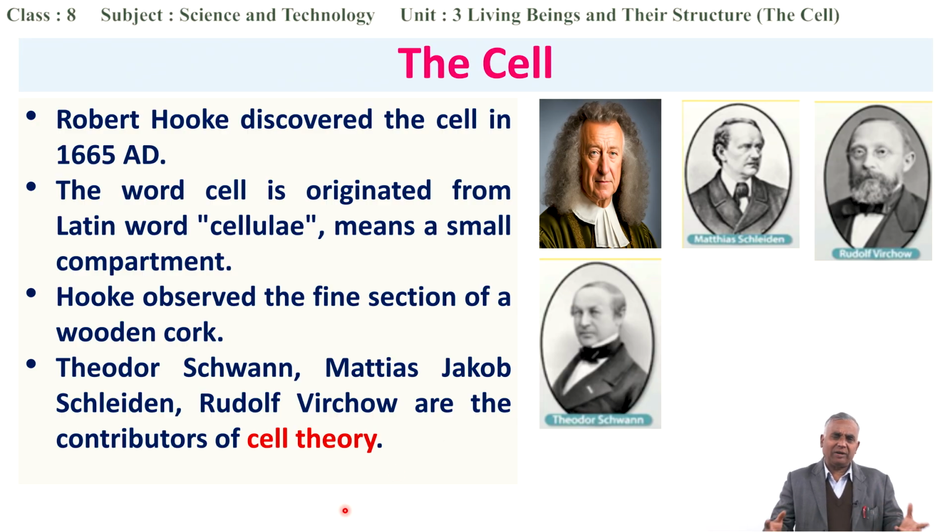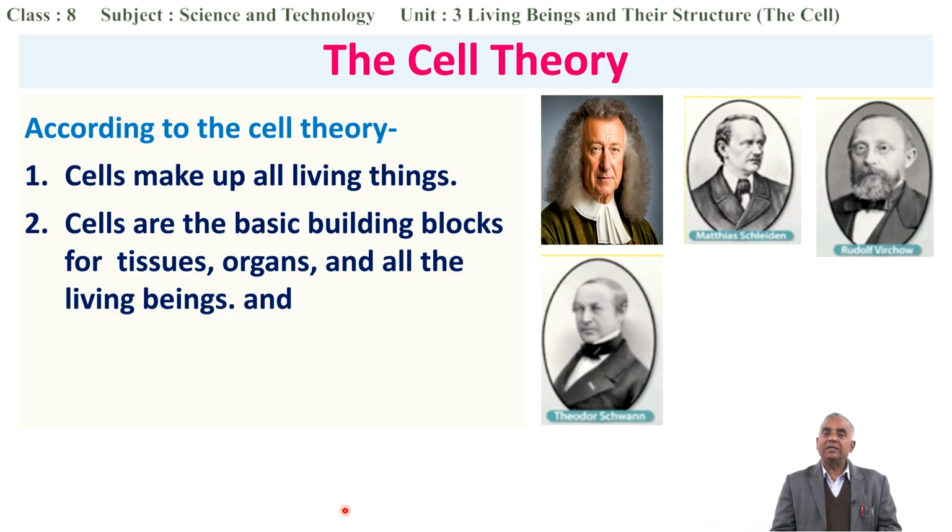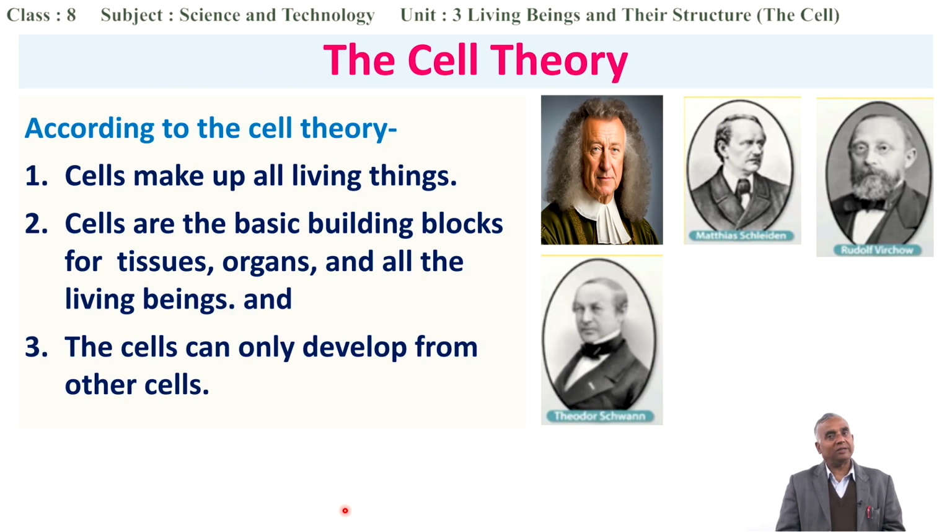Cell theory is not very typical or difficult. In fact, it is very common, a very simple thing, which is listed here. What is the first theory? That cells make up all living things. It means that cells form the living bodies, or all living beings are made up of cells. The second one is that cells are the basic building blocks of tissues, organs and all living beings. You can say simply that cells are the basic building blocks of organisms. That is enough. And the last one is that cells can only develop from other cells. Cells are formed from pre-existing cells.